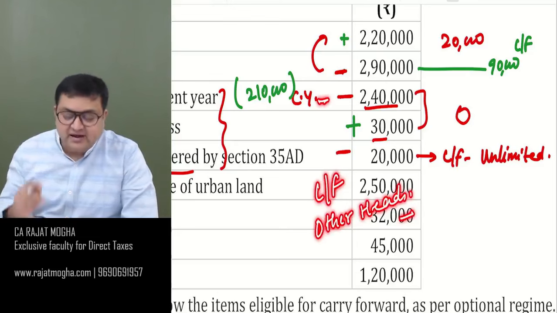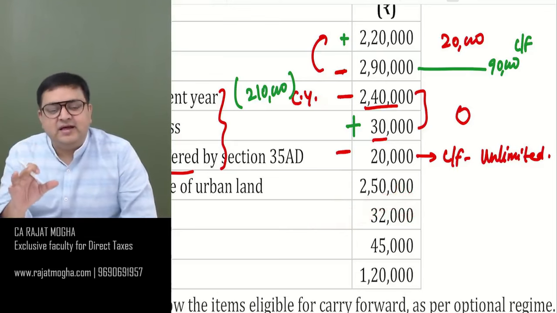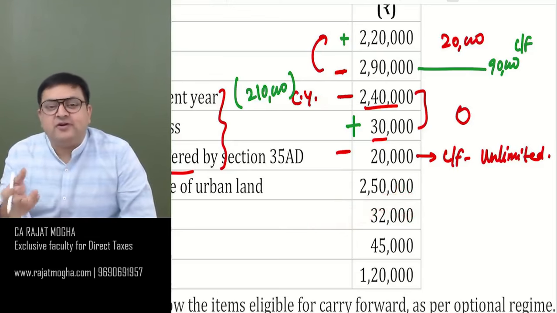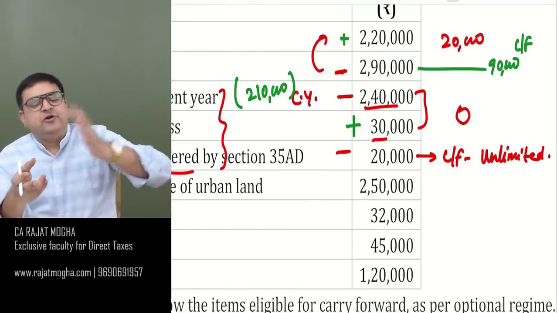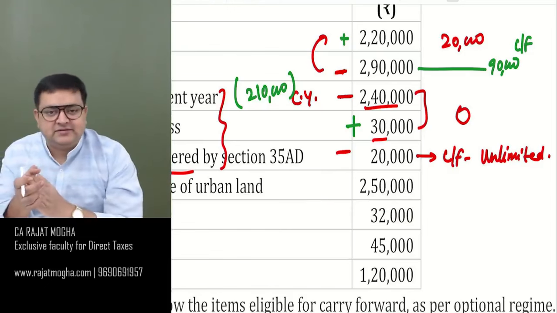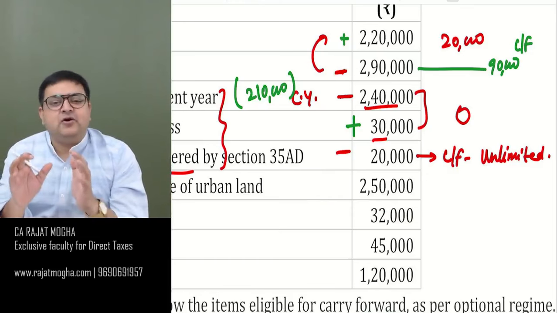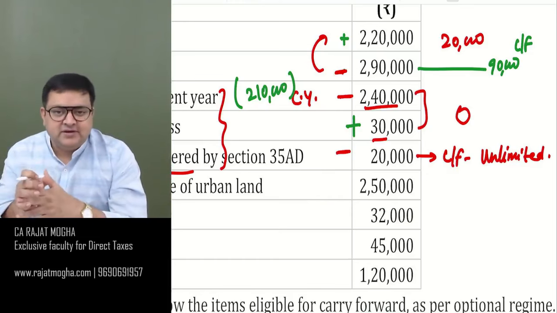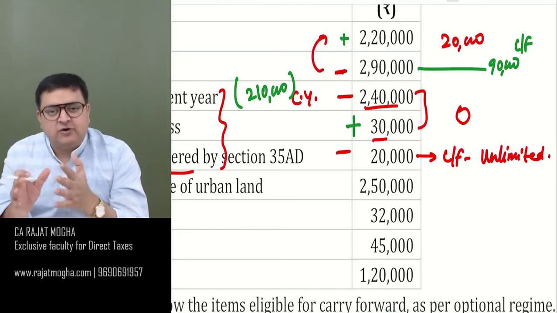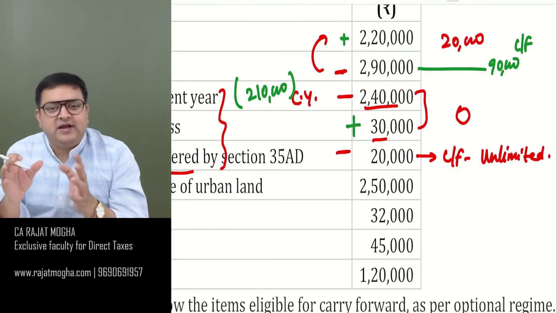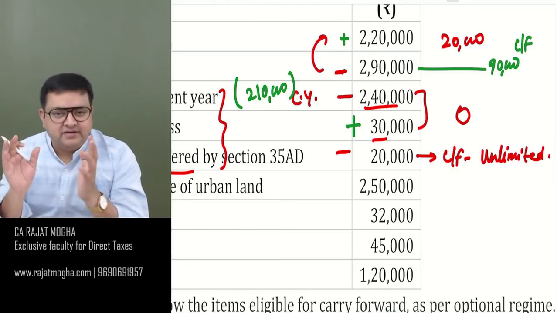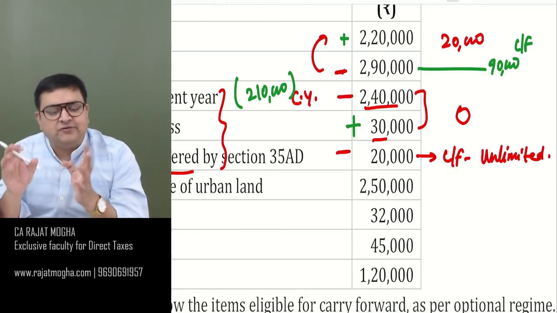See, this is a current year loss. Current year losses can be set off from other heads. Brought forward losses cannot be set off from other heads. Correct? So if PGBP has a current year loss, it can be set off from any other head except salary. Except salary, it can be set off from anything.